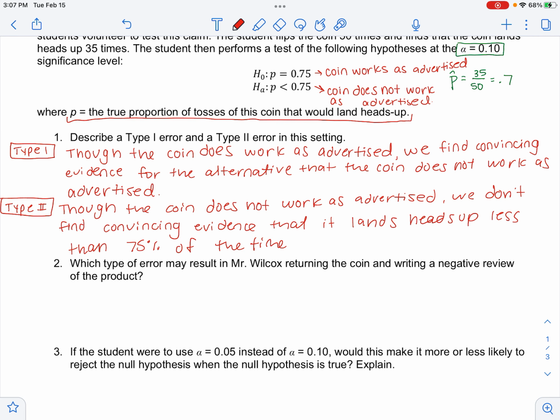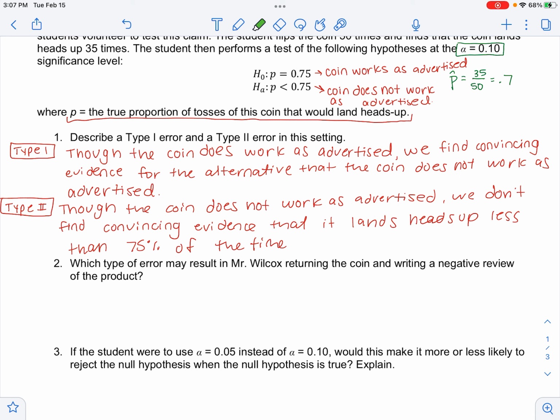All right. So for question 2, which type of error may result in Mr. Wilcox returning the coin and writing a negative review? So in order to determine this, you really want to think about the evidence that was collected, not the truth. Because we're going to assume that he doesn't actually know the truth. Like the truth can let us determine what type of error was made, but we're assuming that he is going based off of just the convincing evidence found.